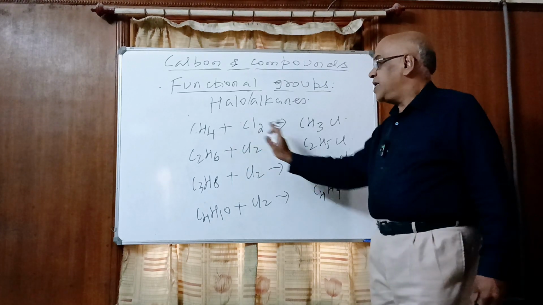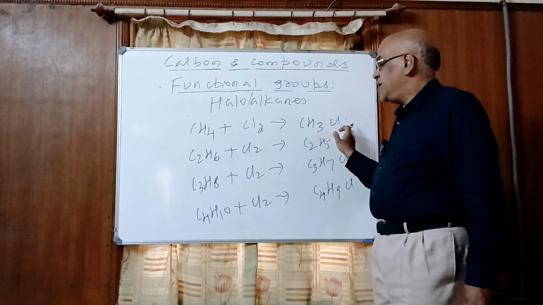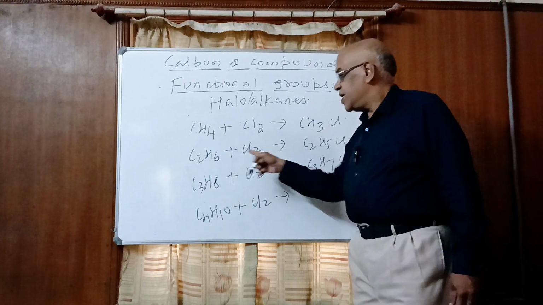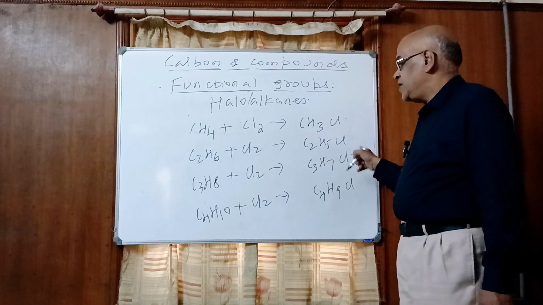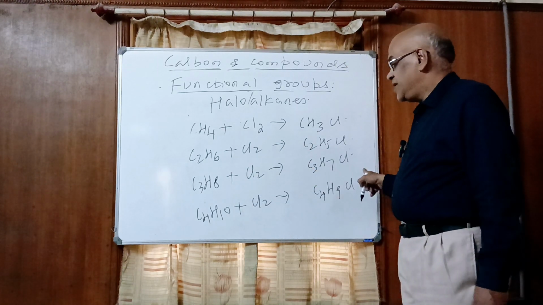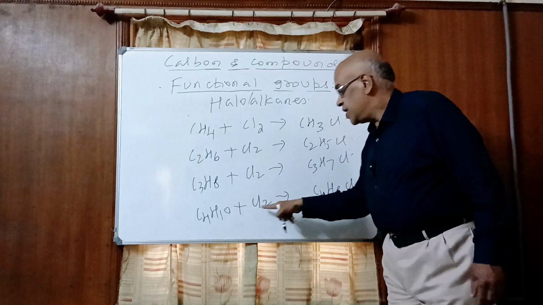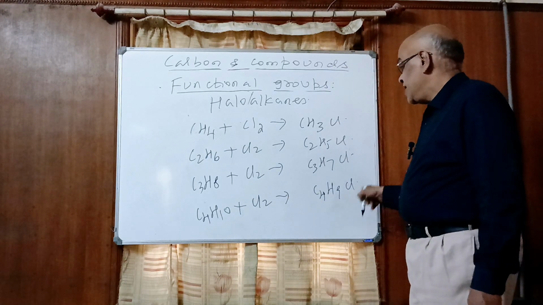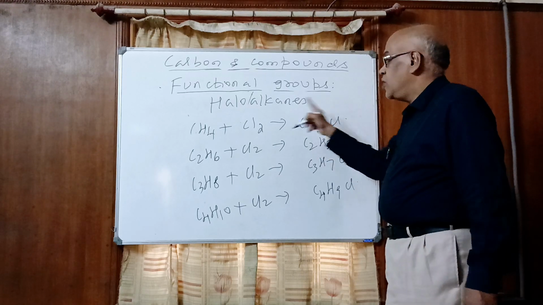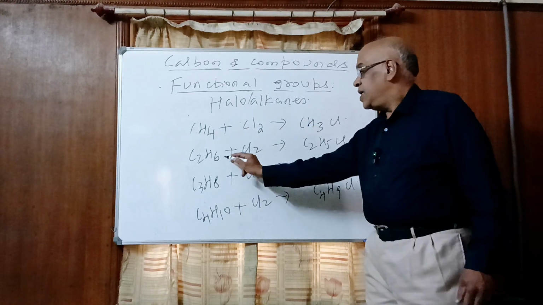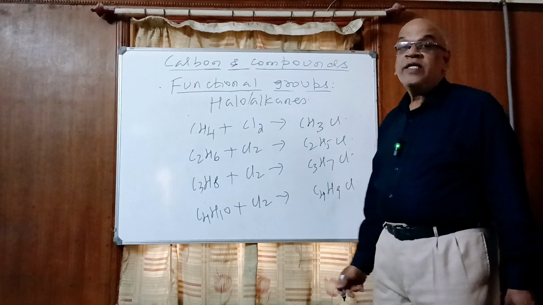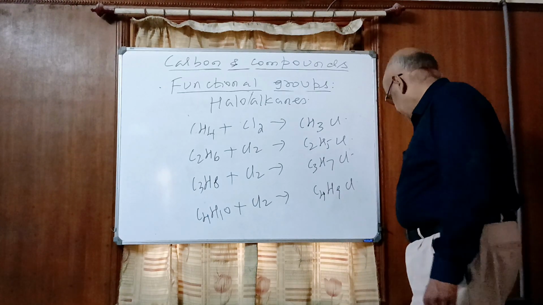See, methane combines with chlorine to give CH3Cl. What is its name? I'll discuss next. Ethane combines with chlorine to give C2H5Cl. Propane combines with chlorine to give C3H7Cl. C4H10 combines with chlorine to form C4H9Cl. See now, children, one hydrogen is reduced and chlorine occupies the place of hydrogen. Same thing in ethane, propane, butane. So this is a substitution reaction. We will discuss it next.